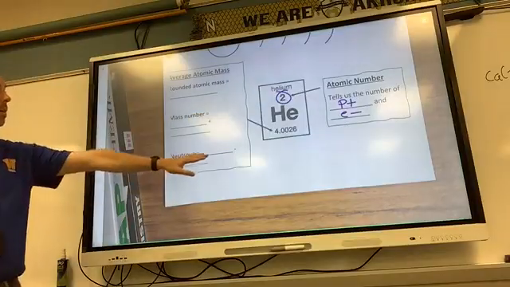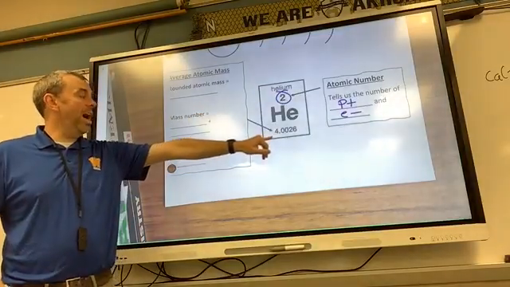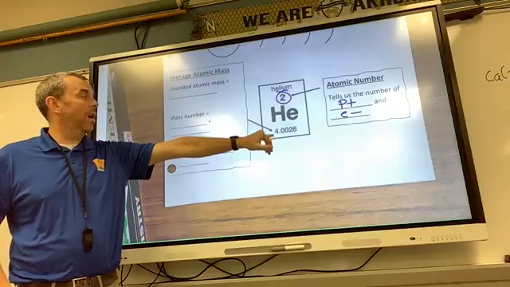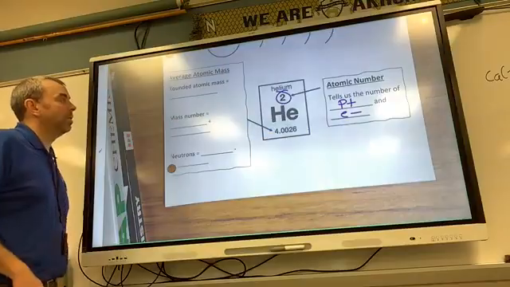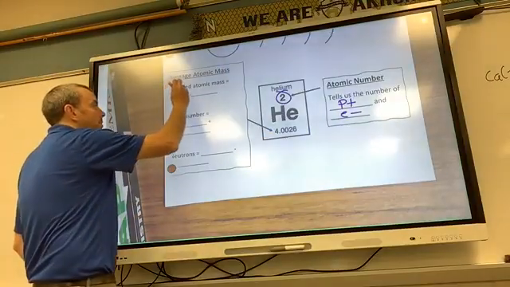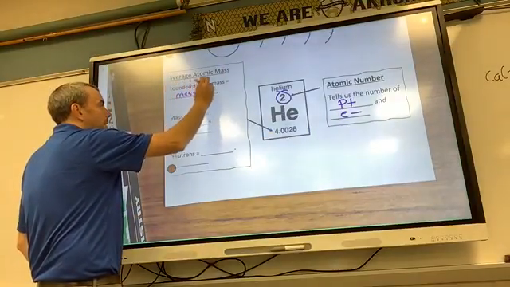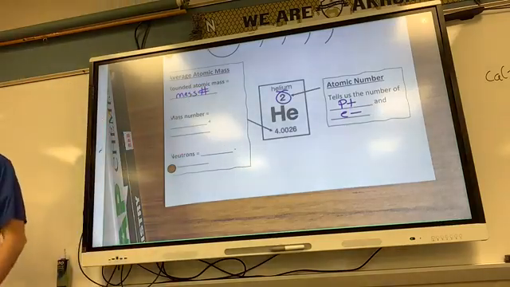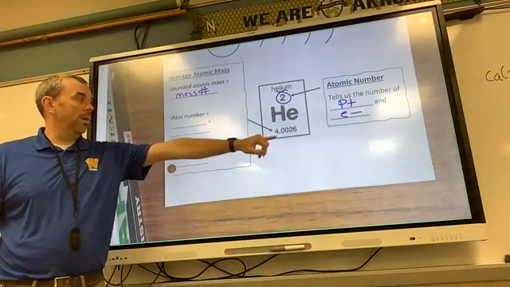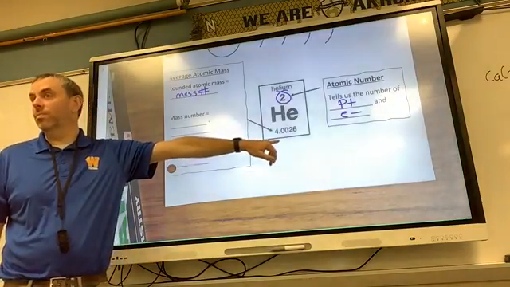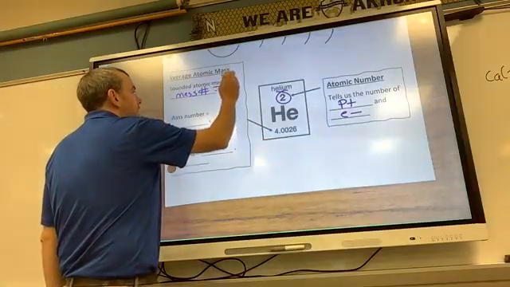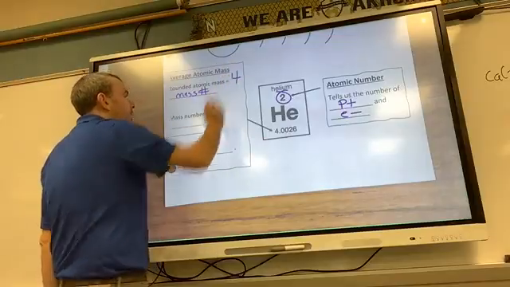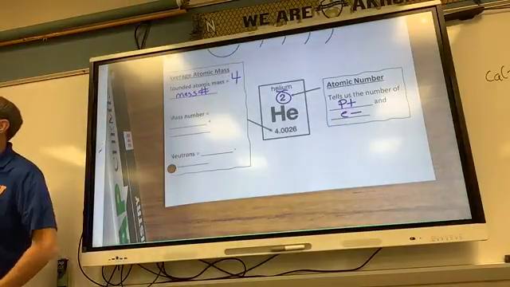Over here, I have the average atomic mass. This is the average atomic mass, this number. If I round that, that is called the mass number. So if I round the average atomic mass, that's called the mass number. What would this number round to? 4. So my mass number here is 4. That's called the mass number.